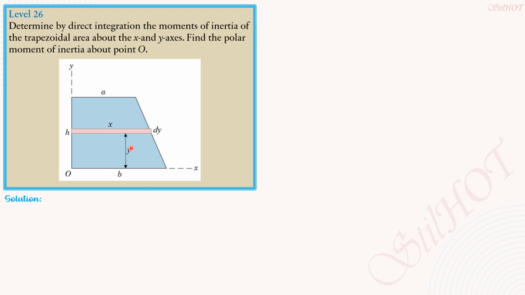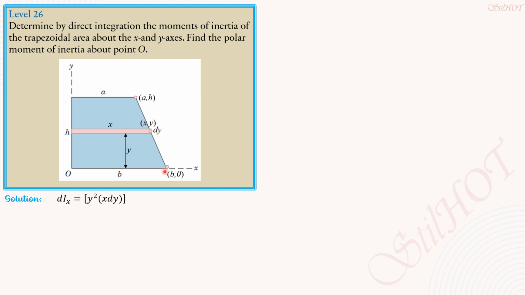So differential Ix is distance squared, y squared, times differential area, which is x dy. And this corner here will have coordinates x is a, y is h, and this one is x is b and y is 0. And we have a point here with x and y coordinate, then here b, 0. So differential Ix is y squared times differential area, which is x dy.